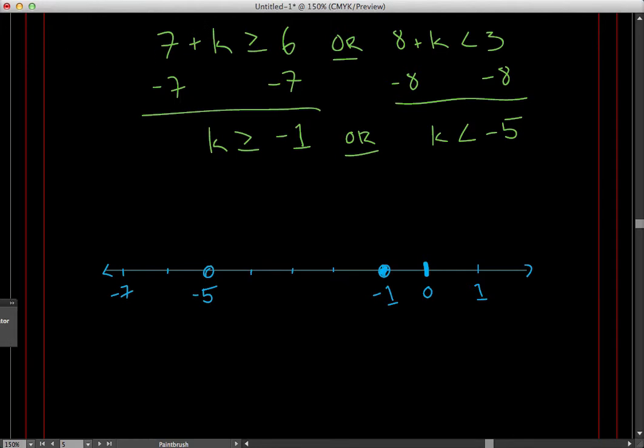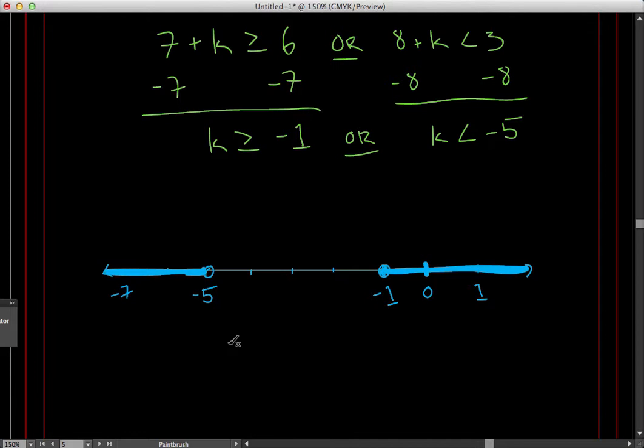All right, so now I think I have enough information to start drawing in all of our possible solutions. So our solution can be anything greater than or equal to -1, so all of this, or less than -5. All of these numbers, all the way into negative infinity. So both of these inequalities are actually true. So or indicates that either inequality can be true. That is the essence of the or compound inequality.